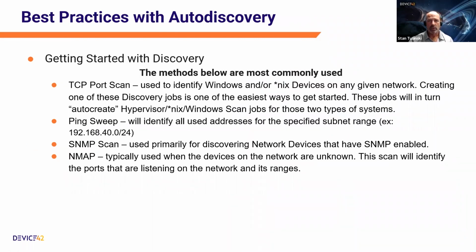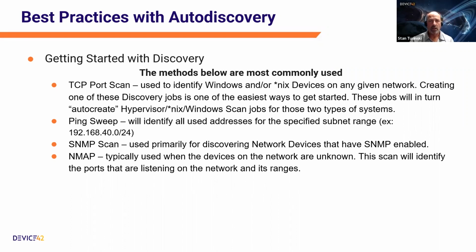So best practices with auto discovery. Getting started with discovery. The methods below are the ones that are most commonly used and the ones that we suggest that people use. To start off with, the TCP port scan is used to identify the Windows or the NIX devices on any given network. Creating one of these discovery jobs is one of the easiest ways to get started. Those jobs will in turn create hypervisor/NIX and Windows scan jobs for those two types of operating systems. Again, Windows and the NIX: Linux, Unix, CentOS, Ubuntu, things like that.